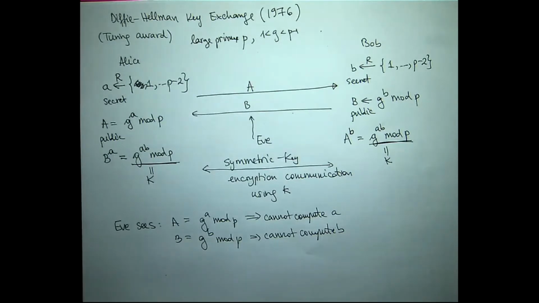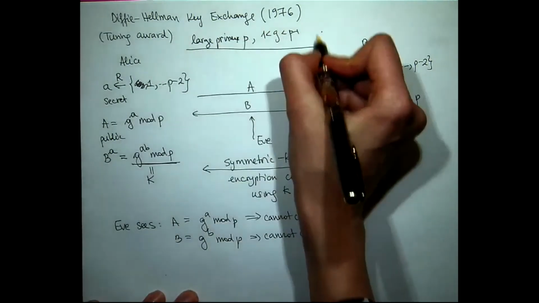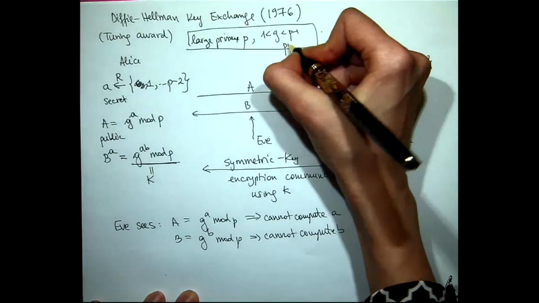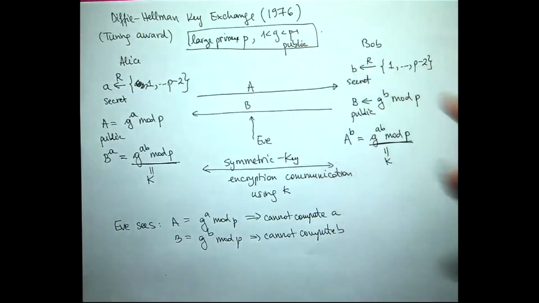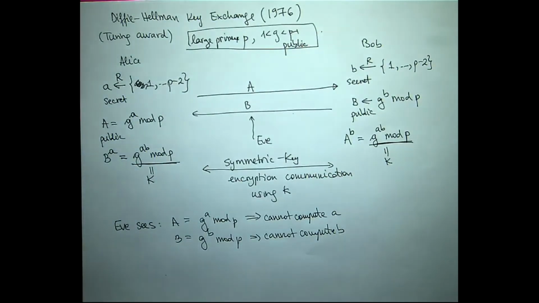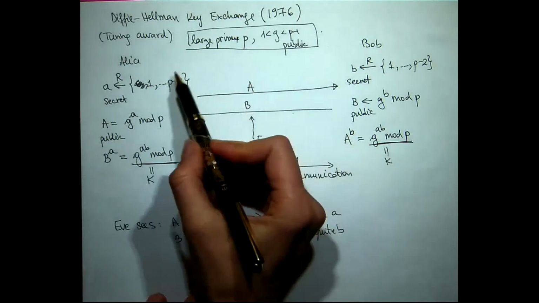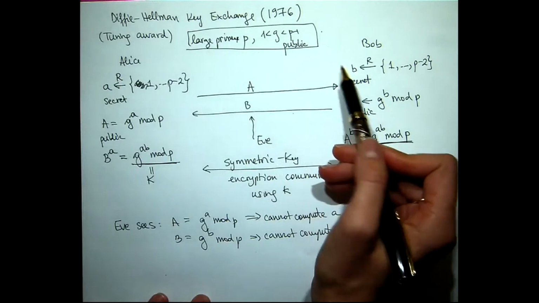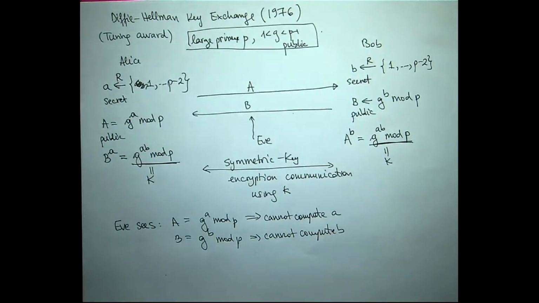Yeah, question? Yes, they both need to know G ahead of time. So these are public shared values. It's true that they're shared, but they're public. Okay, everyone can know them. In fact, Alice could even send to Bob, hey, this is the G and the P I want to use, and it's okay if Eve sees that.